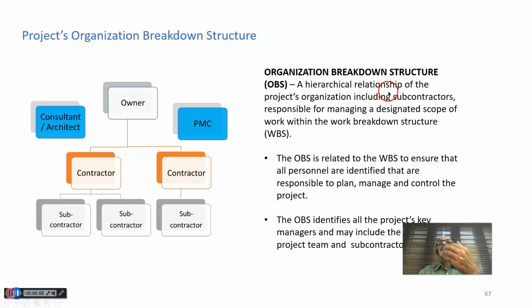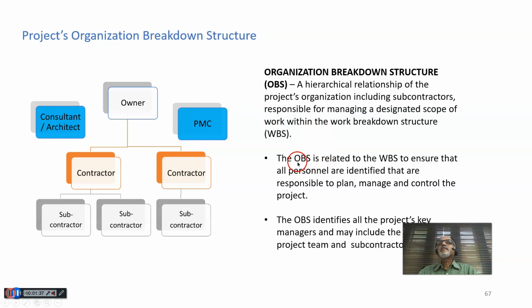So it is a hierarchical relationship of the project's organization, including subcontractors responsible for managing a designated scope of work within the work breakdown structure. So we have the work breakdown structure, and the project's organization breakdown structure will decide who will perform which work and may comprise contractors, subcontractors, consultants, sometimes even suppliers of very critical items.